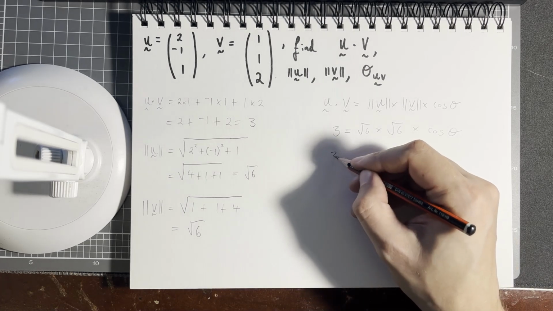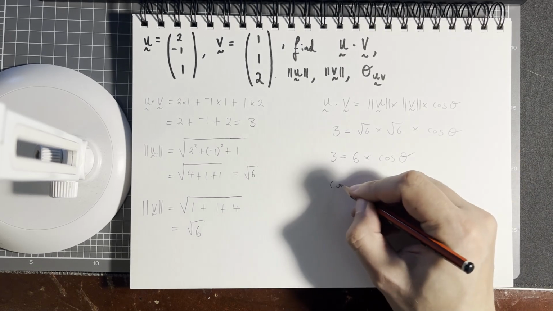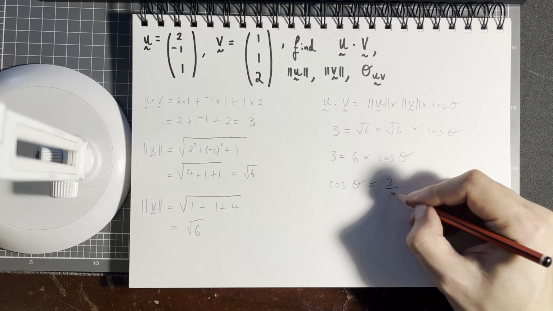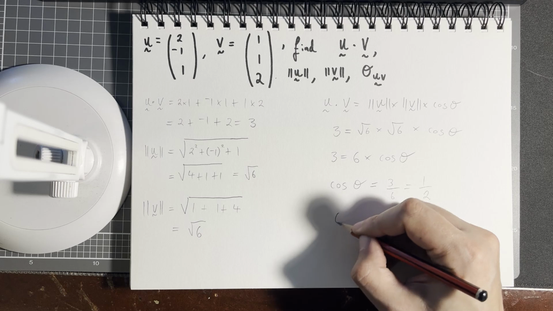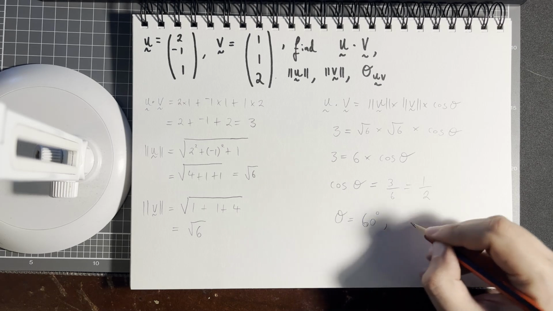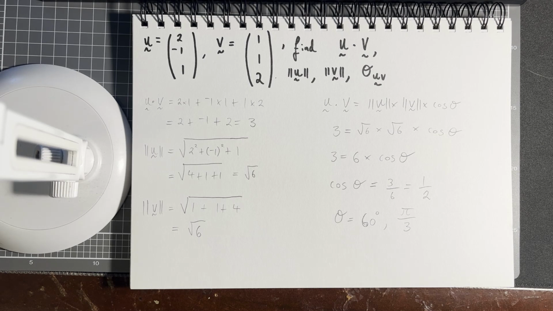So then root 6 times root 6 is 6. Divide both sides by 6. We have 3 over 6, which is 1/2. And then we're saying, okay, what's an angle that when we take the cosine of it, it's 1/2? And that is 60 degrees. Or if you like radians, it's pi on 3. Cool. Okay, so that's been an on-paper example. Let's have a look at implementing that in code.